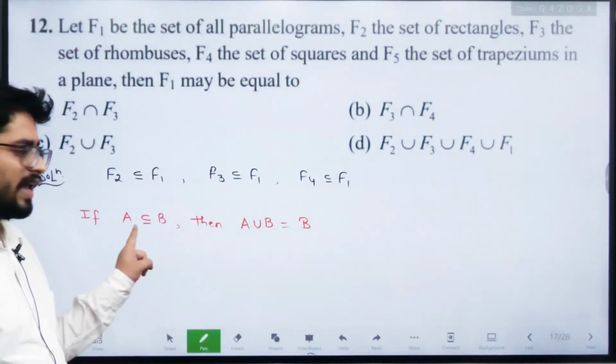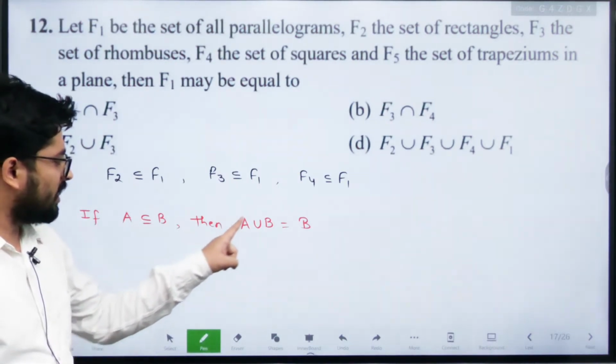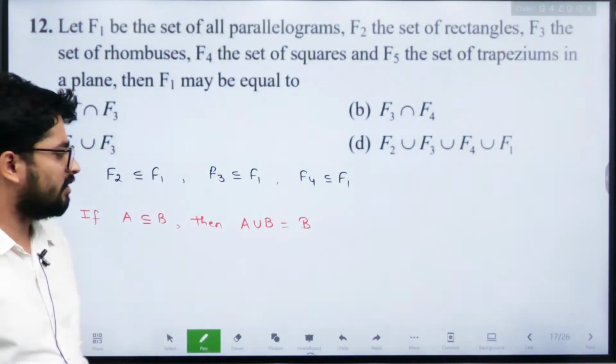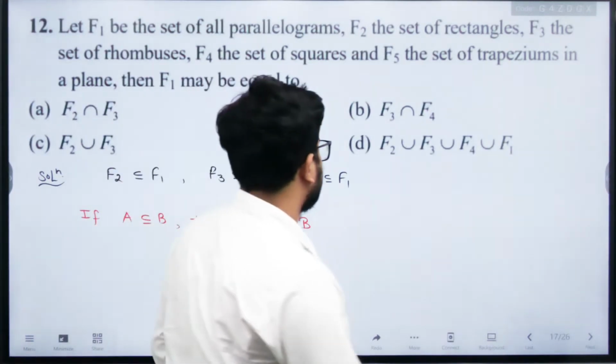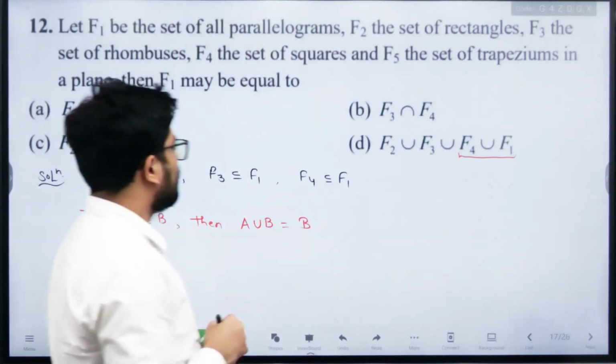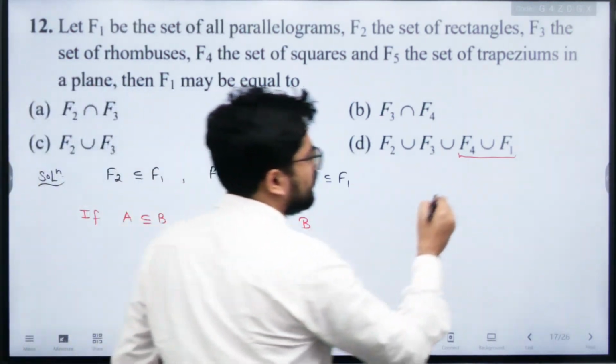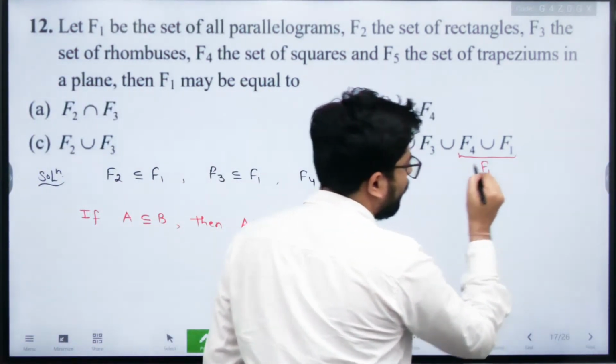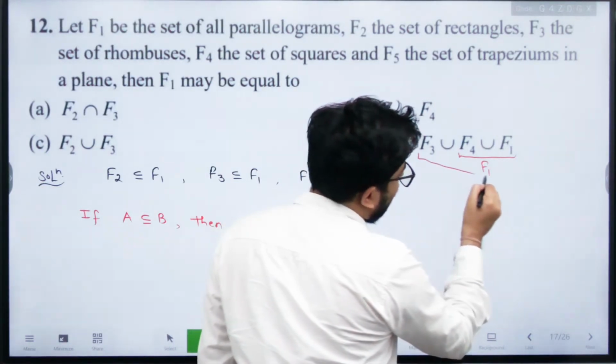If A is a subset of B, then A union B is B. Using this, F4 union F1 is what? F4 is a subset of F1, so F4 union F1 is F1. Next, F3 union F1 is what?